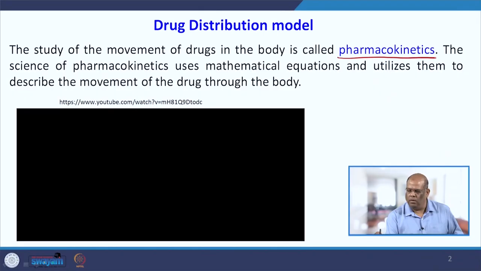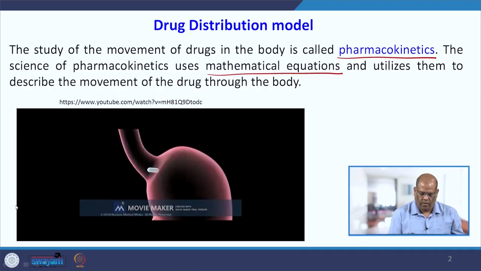To start with, this whole process, the study of the movement of drugs in the body, is called pharmacokinetics. In pharmacokinetics, people use mathematical equations to describe the movement of drugs through the body. So how do we model that? Before going into the model, let's see how this actually works.